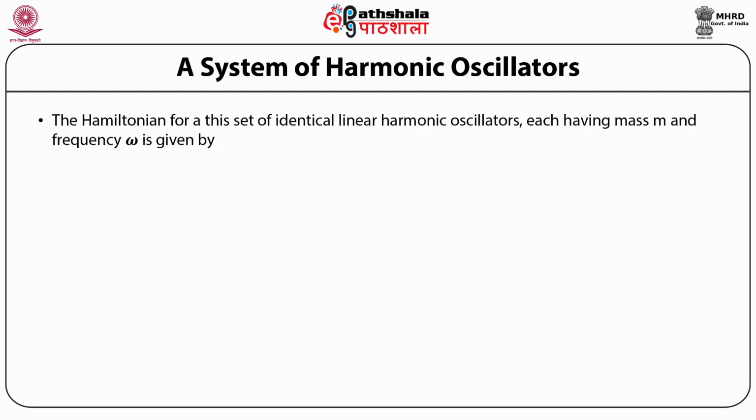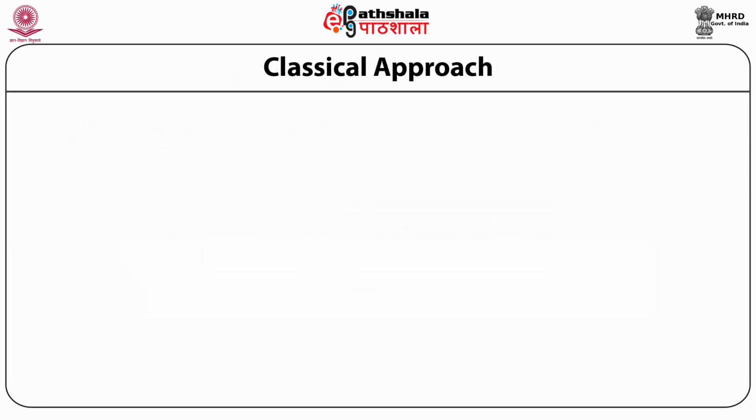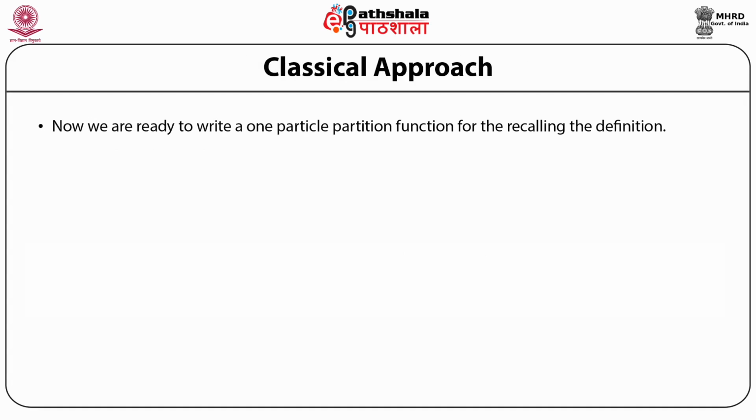The Hamiltonian for this set of identical linear harmonic oscillators, each having mass m and frequency omega, is given by H equals summation over i equals 1 to n of pi squared by 2m plus half m omega squared qi squared. Classical approach. Now we are ready to write a one particle partition function by recalling the definition of the partition function we studied in the earlier module.